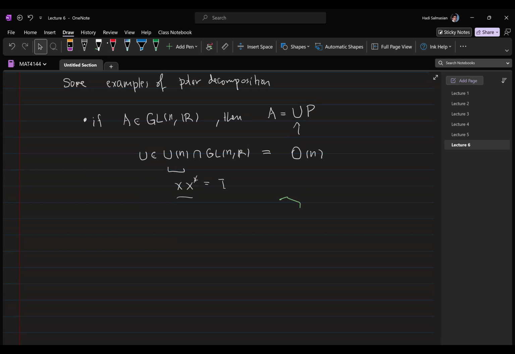And what about X? What is the condition on X? When we write P as the exponential e to the X, the condition that X is Hermitian will turn into X being symmetric. Okay.